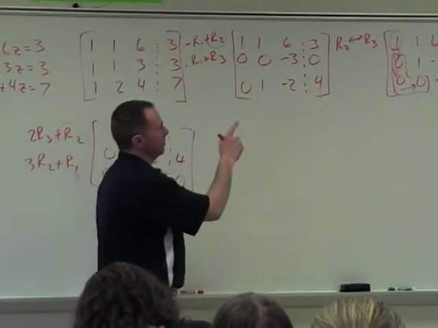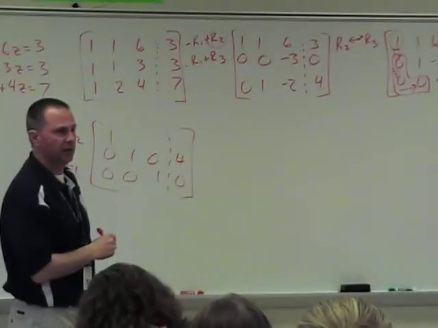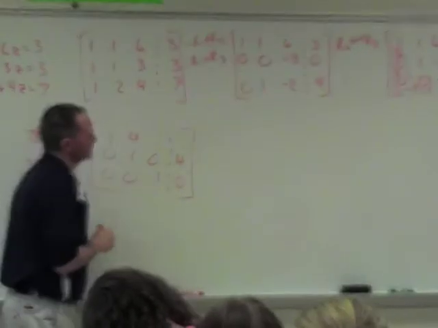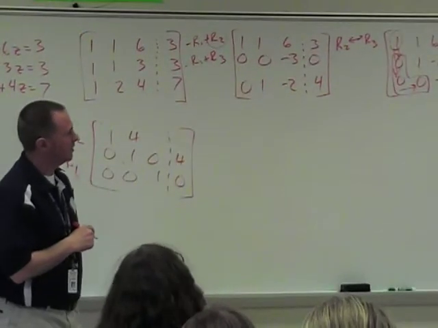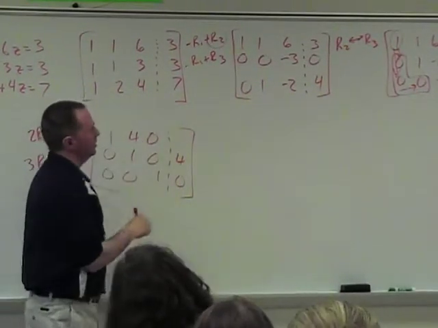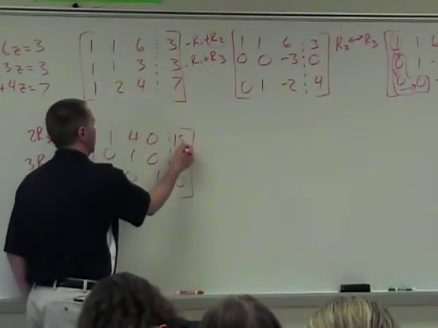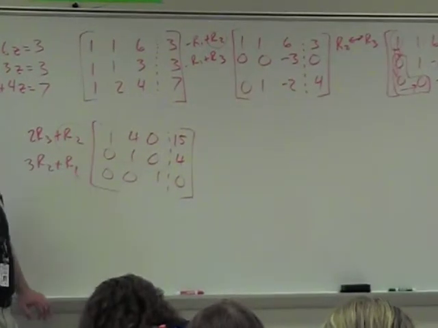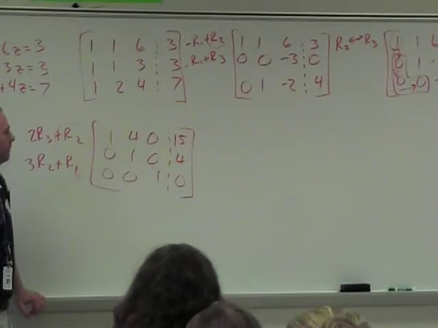So let's look at that. 0 plus 1 is 1. 3 times 1 is 3, plus the 1 is 4. 3 times -2 is -6, plus 6 is 0. And 3 times 4 is 12, 12 plus 3 is 15. You don't have to do 2 steps at the same time. You can do 1 step at a time until you feel more comfortable with it.